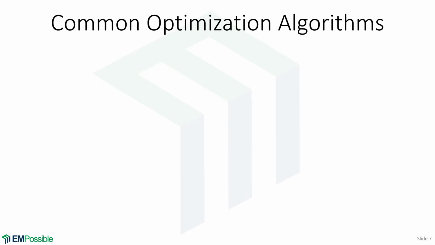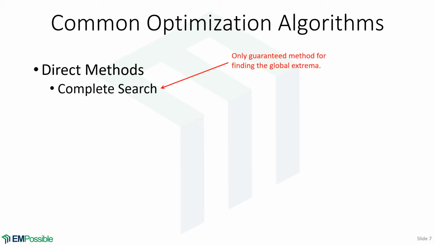So let's get into some common optimization algorithms. They're divided into two main groups. The first group is the direct methods. These do not involve any kind of randomness at all. And so we've already talked about the first one that we did, the complete search. And this is really the only way that we can be guaranteed to find the global extrema.